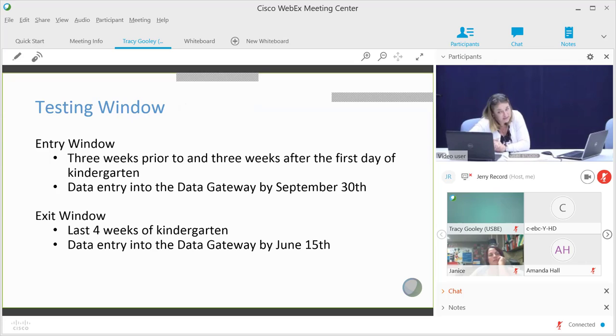So when looking at our testing window, it's going to be the exact same testing window for the alternate as the regular KEEP. You've got those 3 weeks prior and the 3 weeks after your first day of kindergarten for your LEA. Data entry is going to be the exact same in Data Gateway, and we're going to look at that later, and that will be due by September 30th. And then the exit window will also follow suit and be the last 4 weeks of kindergarten, and that data will be due in Data Gateway by June 15th.